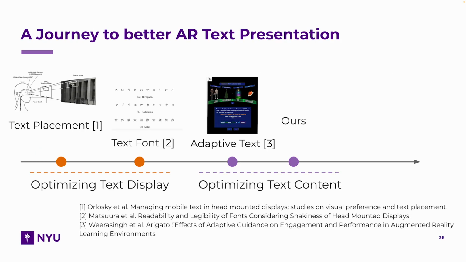In conclusion, our work aims to provide a better reading experience in AR by simplifying the text. This research represents one step towards more human-centered AR interactions and a better AR text presentation. Looking back, there are efforts working towards a better AR text display, including using better text placement algorithms and using better text fonts. Also, there is some related work which focuses on adapting the text to the context of the user.